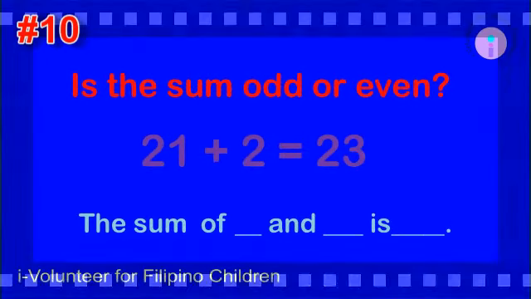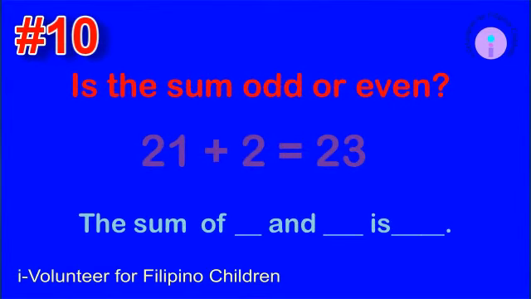Item number 10. Is the sum odd or even? The sum of 21 and 2 is odd. Kindly repeat.